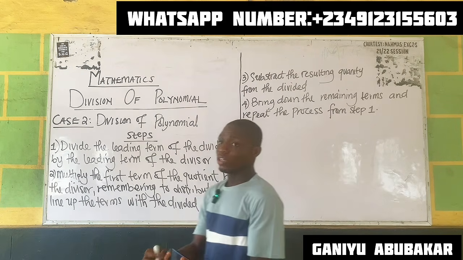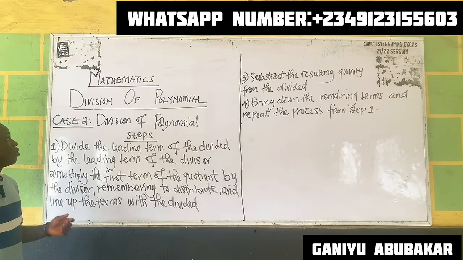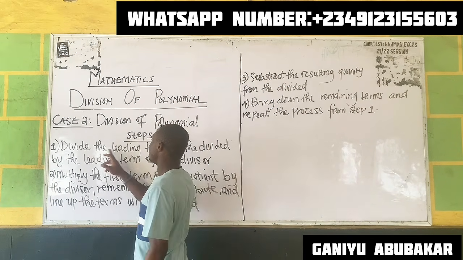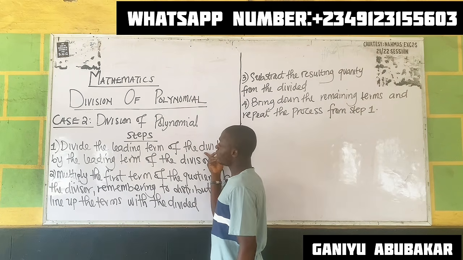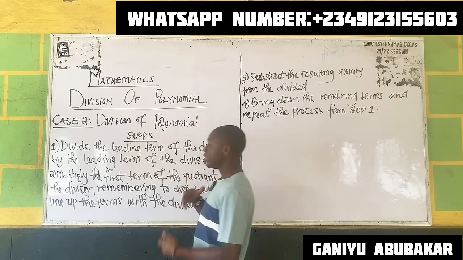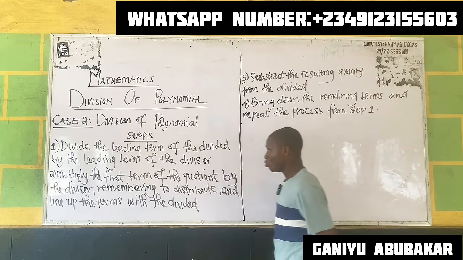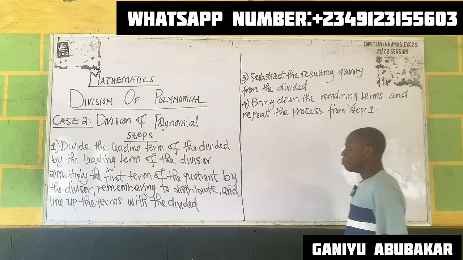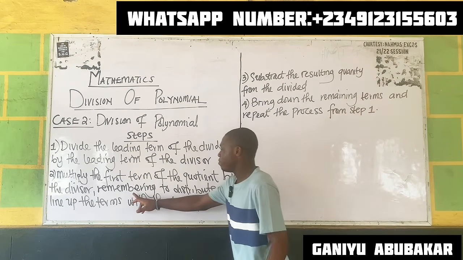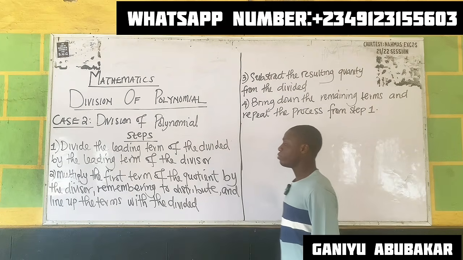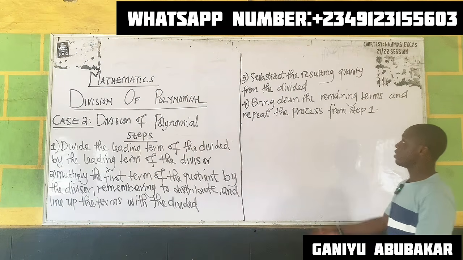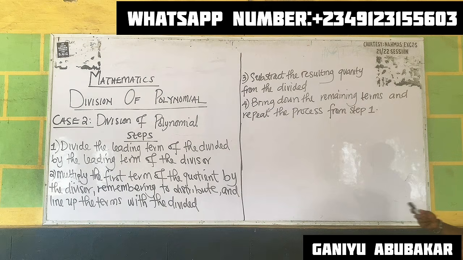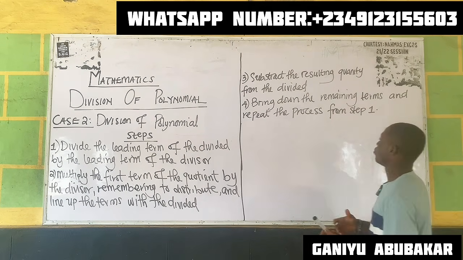Alright, so these are the steps involved when it comes to dividing the polynomial. Your very first step is to divide the leading term of the dividend by the leading term of the divisor. Number 2, multiply the first term of the quotient by the divisor, remembering to distribute and line up the terms with the dividend. Number 3, subtract the resulting quantity from the dividend, and lastly, bring down the remaining terms and repeat the process from step 1.